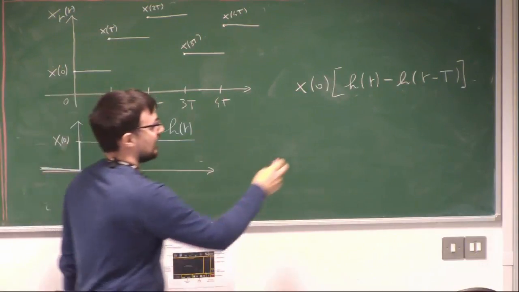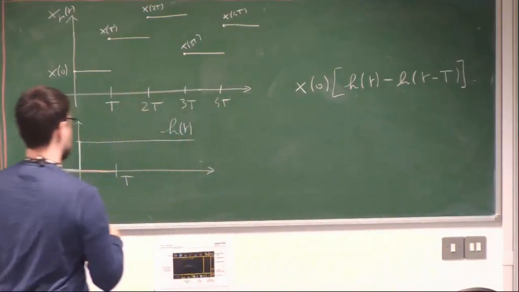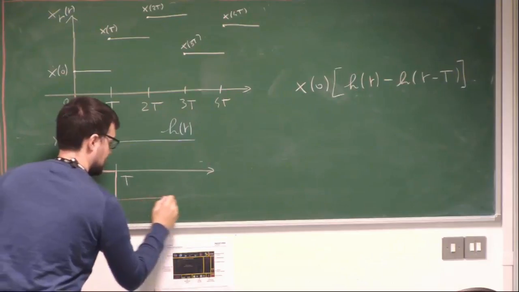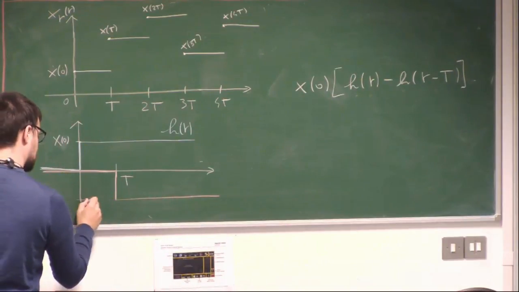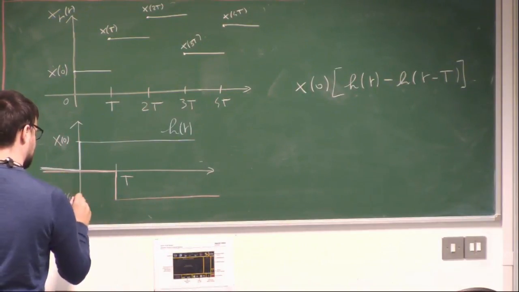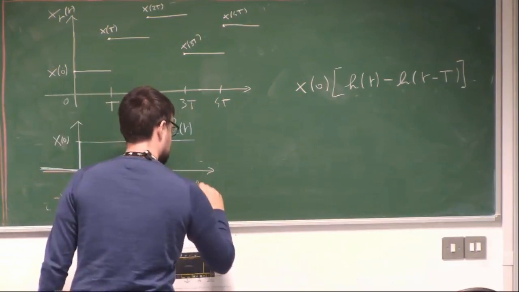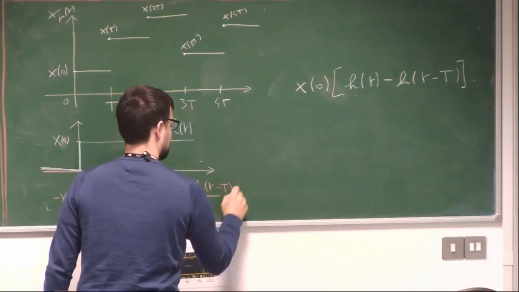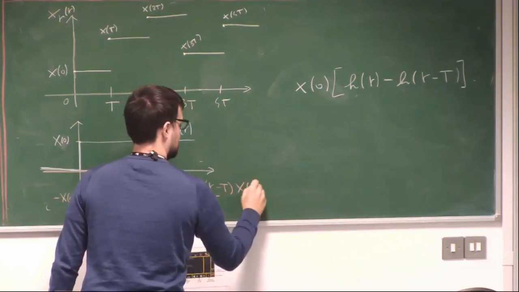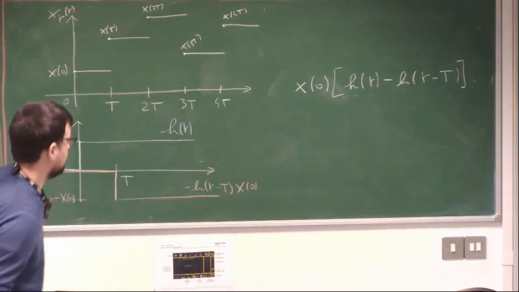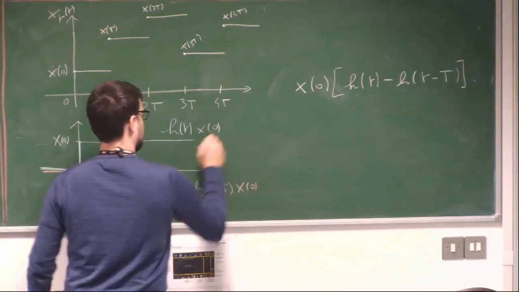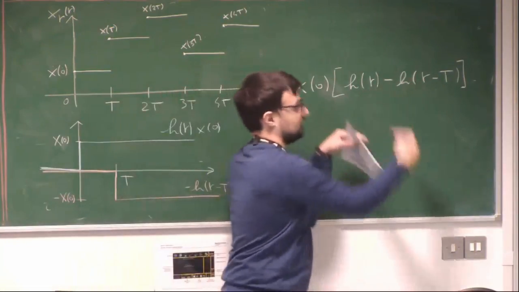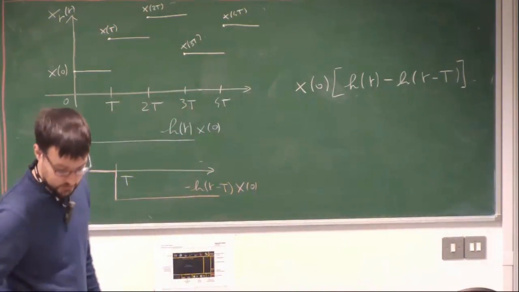And then since we have the minus here, it's minus x0, okay? So we go here, and then it's constant like this. So here we have minus x0. So this function is minus h of t minus capital T multiplied by x of 0. Also there we have multiplied by x of 0. Okay? Now what we do is the sum of these two terms, and we do it in green.